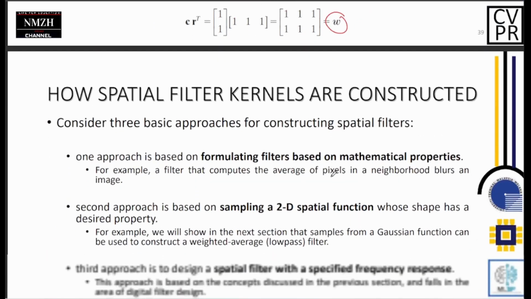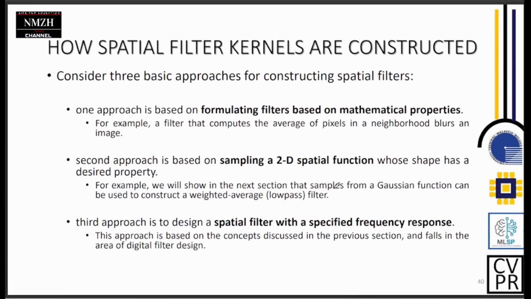Okay, so how the spatial filter kernels are constructed is basically by 3 approaches so far in this class discussion. One of those is formulating the filter based on mathematical properties. So whereby it depends on A or B, A and B, and so on. Mathematical properties, or summation or subtraction, and so on. So the second approach will be the 2D spatial function. One of those is the Gaussian function. So Gaussian came dedicatedly from the Gaussian function.